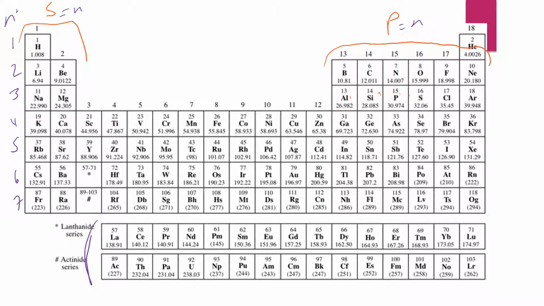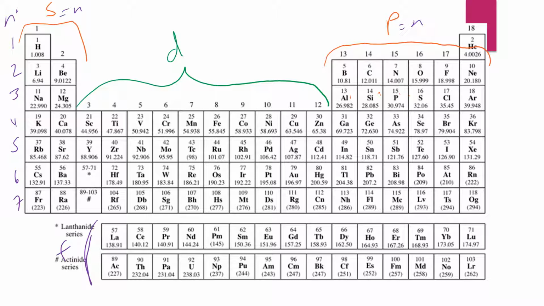There are two other blocks on this table that we haven't talked about. We have this one right here, which is the D block. And then down here we have this one, which is the F block. So the D and the F blocks are different.